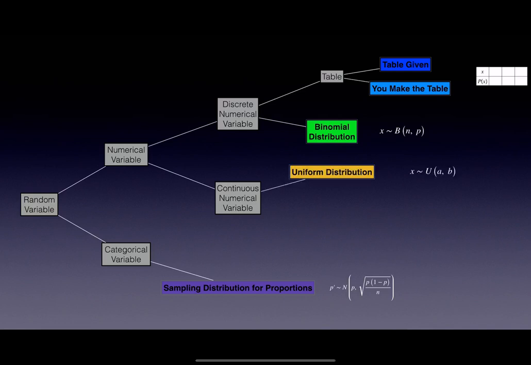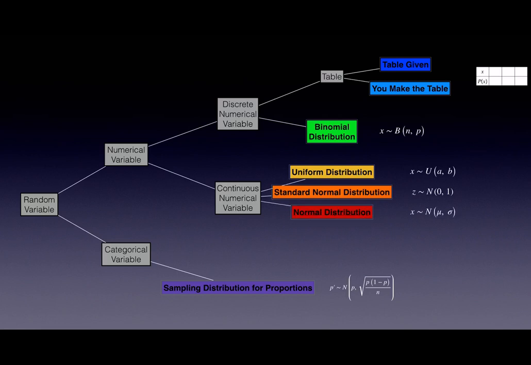Now let's go down to the continuous side of things. There's a lot of options. So you might have had a uniform distribution. You might have been on the standard normal curve. You might have been on the regular normal curve. And again, if there was a sample involved, you would have been on the sampling distribution for means.